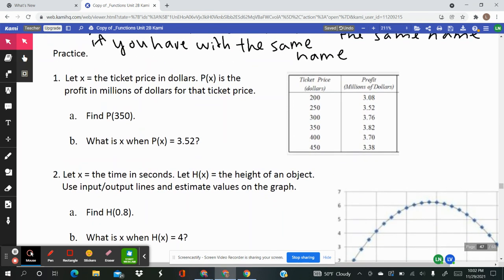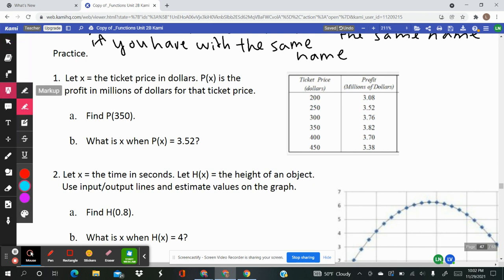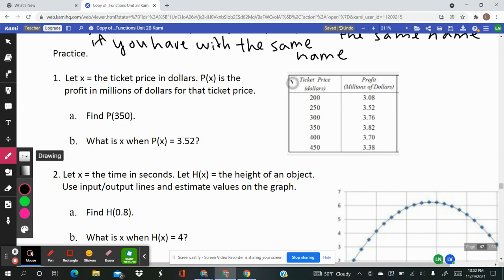So number 1, we're going to do some practice. We're going to let X equal the ticket price in dollars. So again, X is the ticket price in dollars. That's over here. Then P of X is the profit in millions of dollars for that ticket price. Remember, up until this point, we've actually been using Y. So instead of Y, we're going to say P of X. So we're going to find the profit at a price of $350.